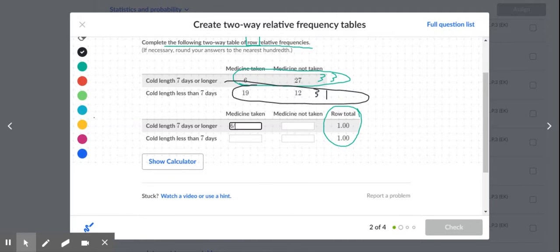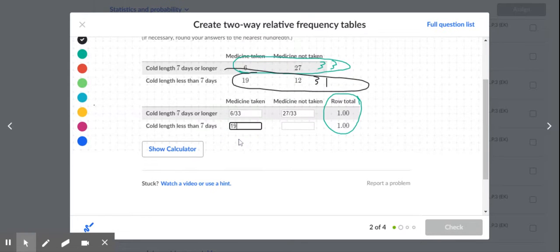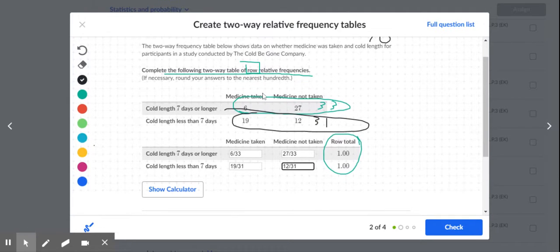So in order to figure out these frequencies, what we're going to do in each table is to just take 6 out of 33, 6 out of its row total. Then we're going to do 27 out of 33. And then we're going to do the same thing with 19, but now it's out of 31, right? It's a different row. 12 out of 31. Okay, we should use our calculator to figure out these decimals, and we can round those to the hundredth.